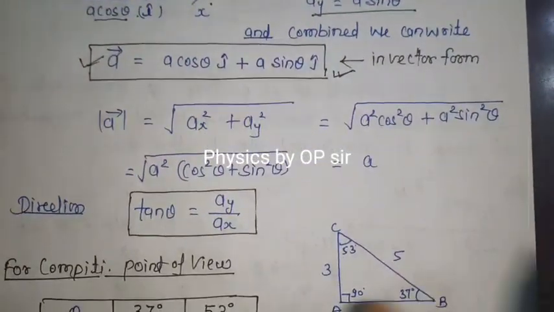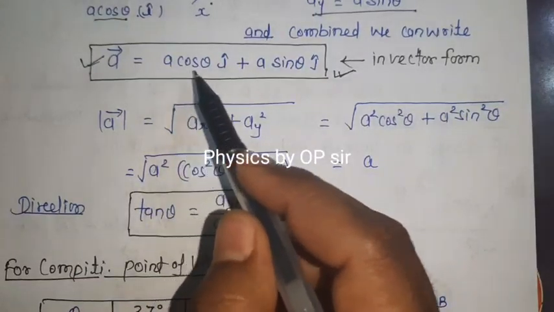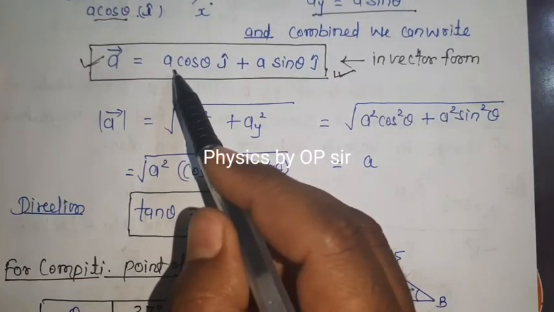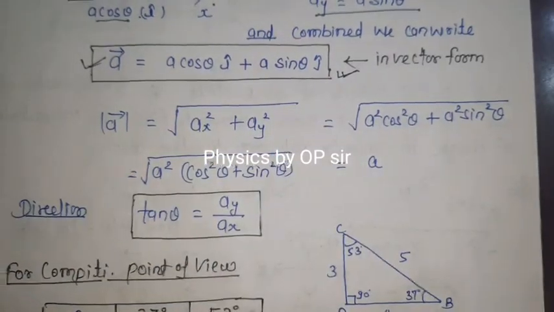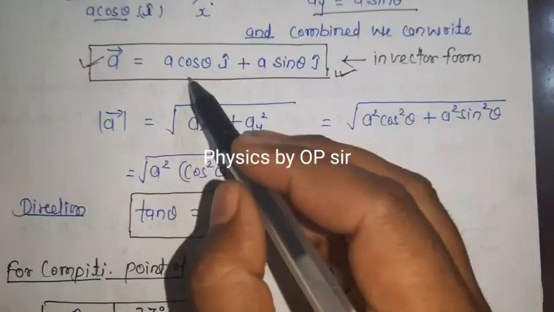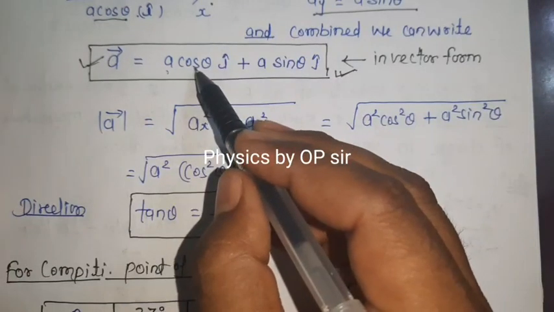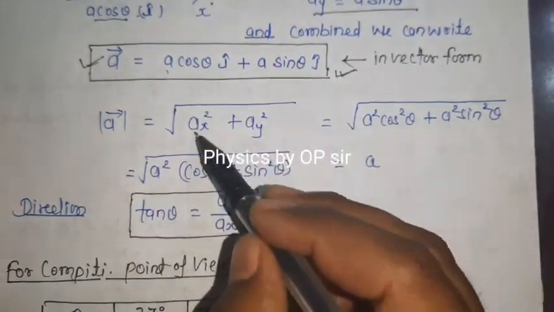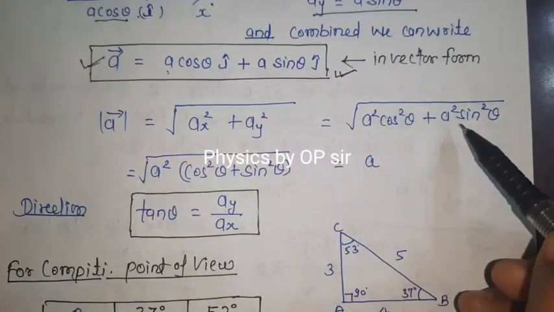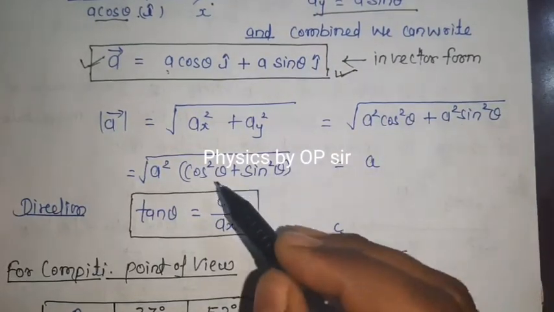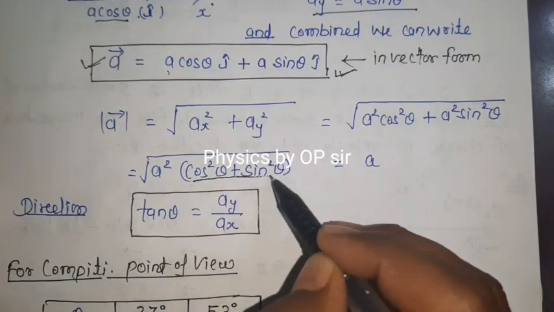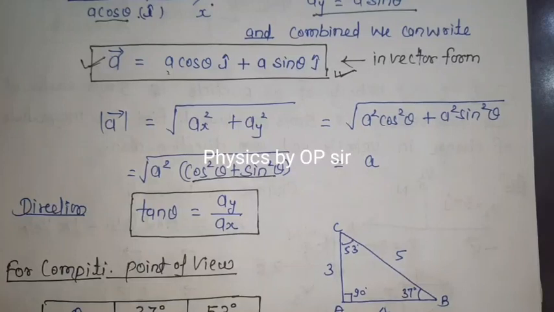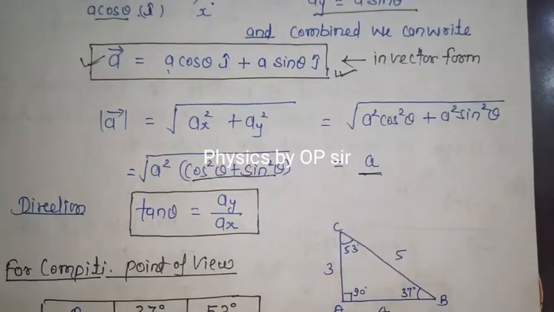Now if you want to find the magnitude, the magnitude of this is root over A square cos square theta plus A square sin square theta. When we take A square common, the remaining terms are cos square theta plus sin square theta, and from trigonometry cos square theta plus sin square theta is 1. Root over A square is A. This is the magnitude.